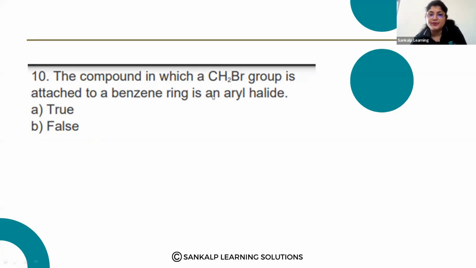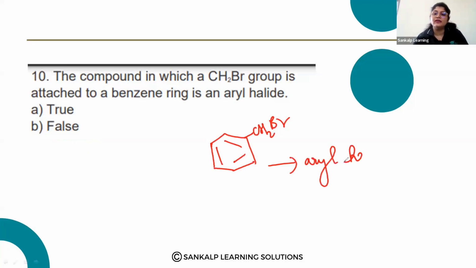If you have a compound, suppose I write the structure. You have a benzene ring, and to this CH2Br is attached. Is it an aryl halide? Is it an example for an aryl halide when the CH2Br group is linked to an aromatic ring? True or false?